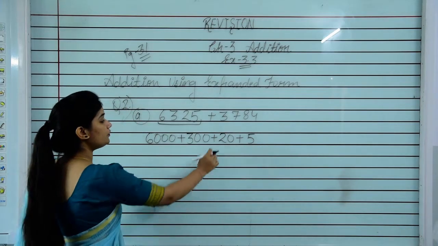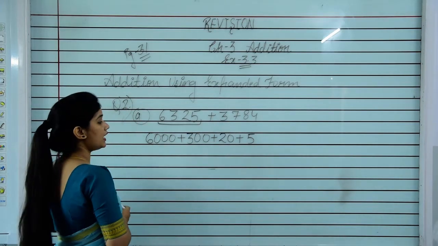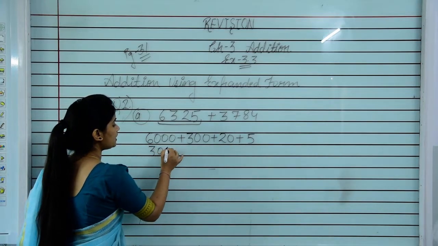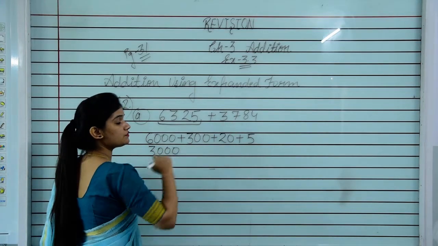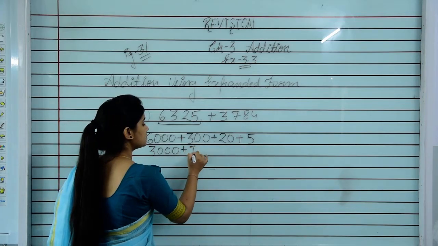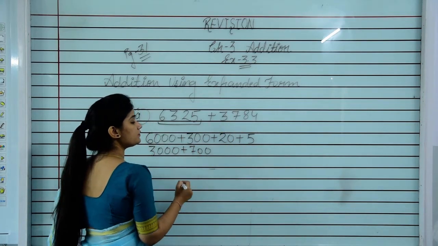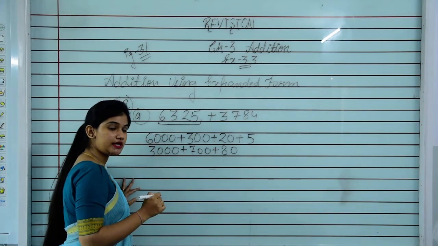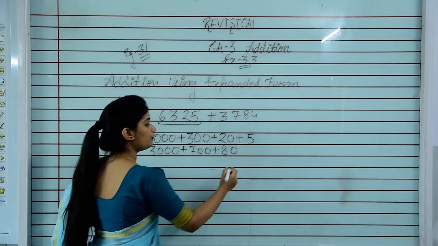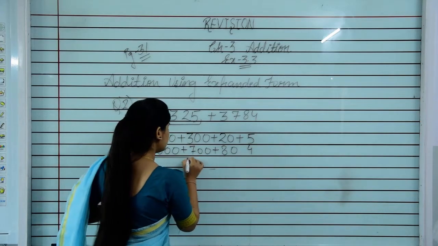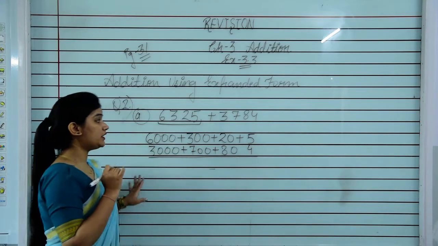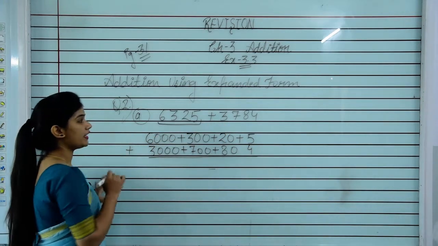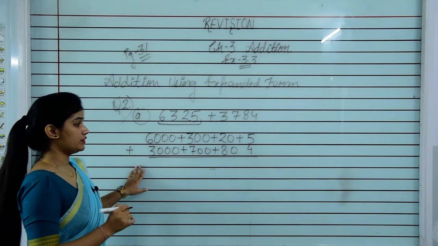Understood? Now we move to the next number, and the place value of 3 is 3000. The place value of 7 is 700. Place value of 8 is 8 tens, it means 80. And the place value of 4 is 4. So I have written these two numbers in expanded form. Now we'll find the sum of these numbers. Understood?